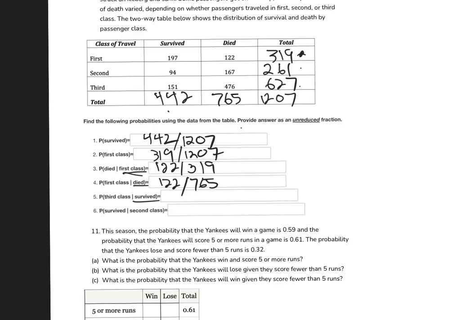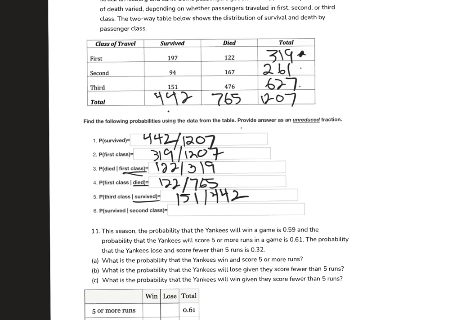So for the next one, we're saying of those who survived, so that's out of 442 people, how many of them were third class? Well, that would be 151. And so what that means is that the probability that a randomly selected person who survived was in third class is 151 out of 442.